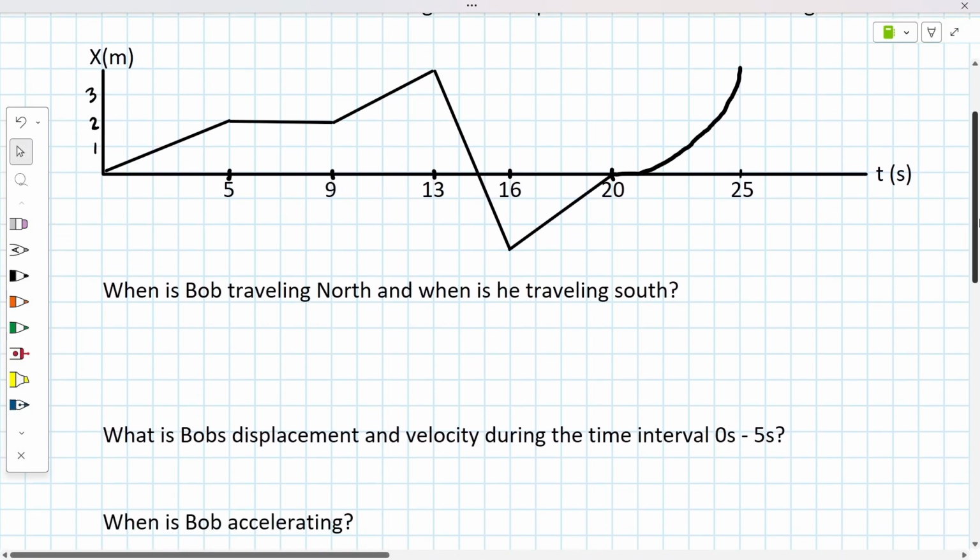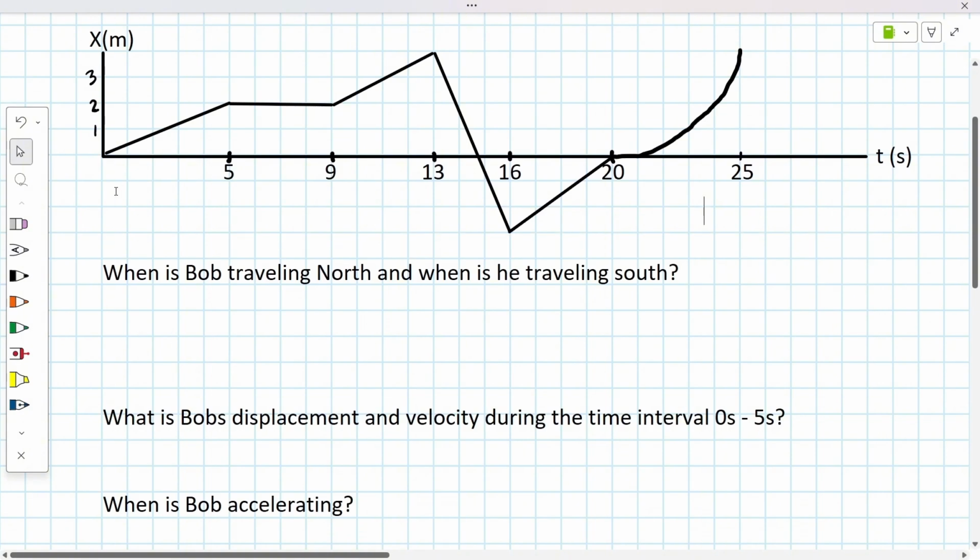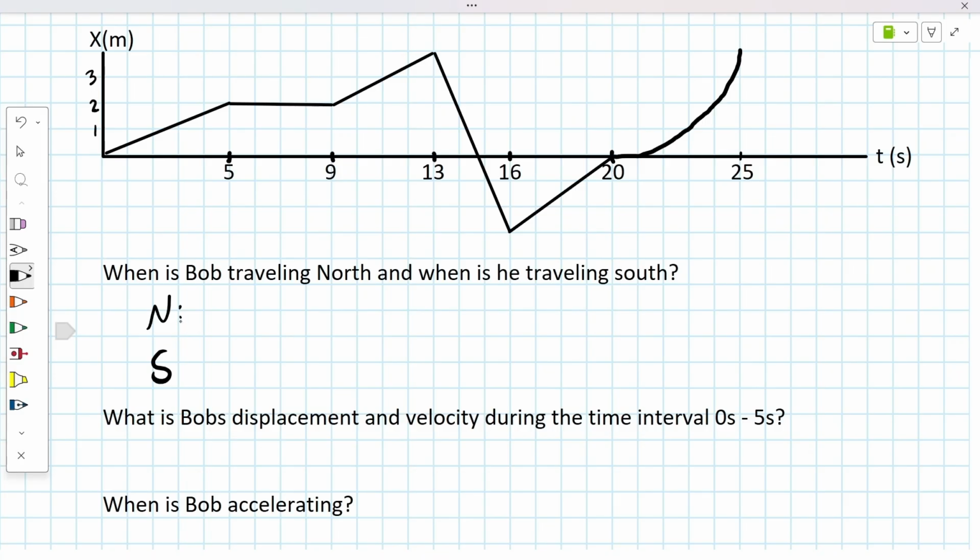So let me just scroll down here a little bit. Alright, so we'll write our north values here and our south values. Okay, so how can we tell when Bob is traveling north and when he is traveling south, right? We denoted north as positive and south as negative. So when is Bob traveling towards the positive direction? If we think about what we are looking at here, this is a position graph.